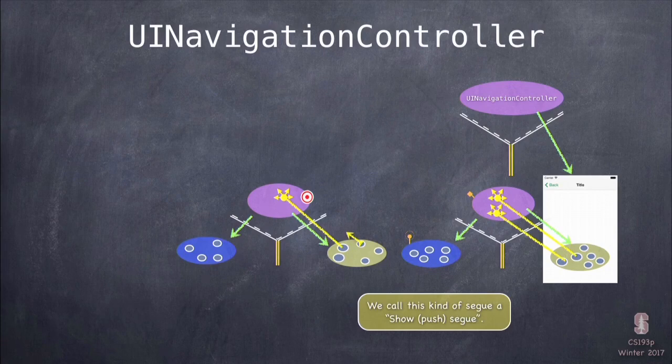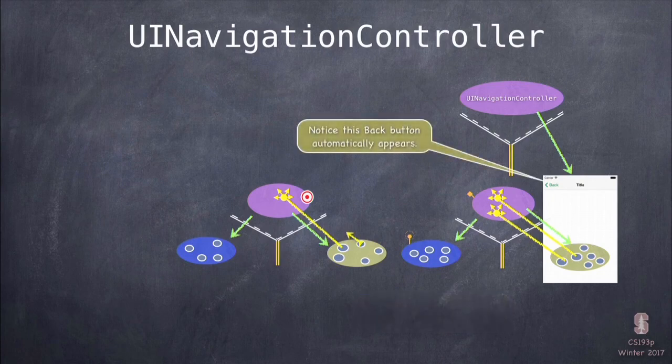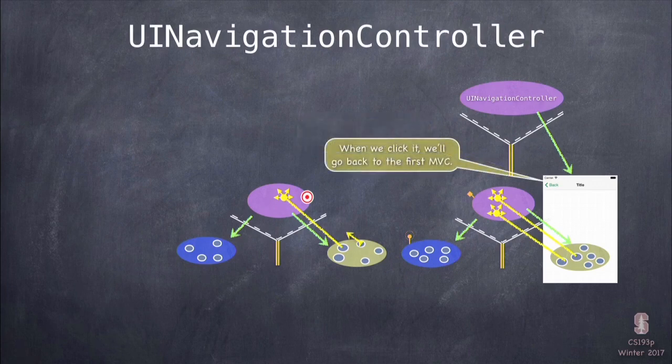Okay? This activity of going to a new one is called segueing. And this particular segue is called a show or a push segue, which just means a segue in a navigation controller with a stack of cards. Now, when you do that, you get the back button for free. It just automatically appears up there because that top bar, like I say, is drawn by the navigation controller as part of its view.